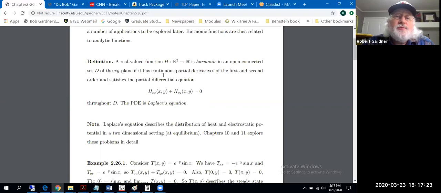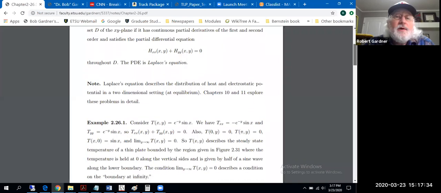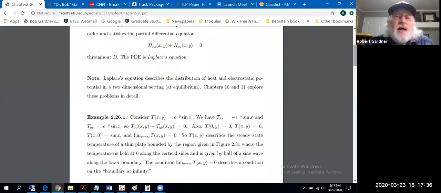So these words ring familiar: continuous partial derivatives, first and second order derivatives. We haven't really dealt with those in connection with the analytic stuff just yet. Some applications, and really where this originally arises, is that functions satisfying Laplace's equation describe the distribution of heat. They describe electrostatic potential, and both of these at equilibrium.